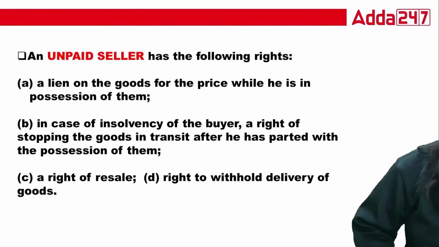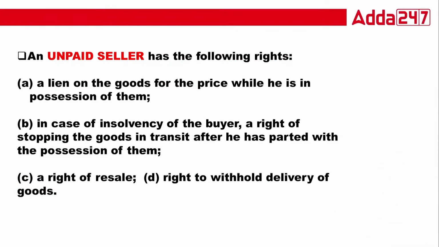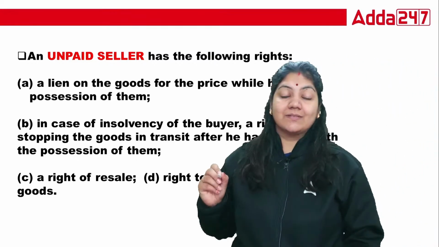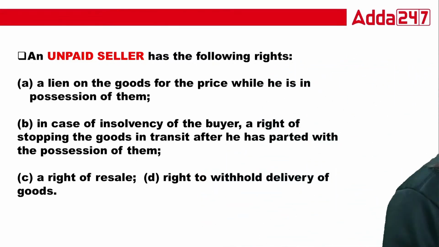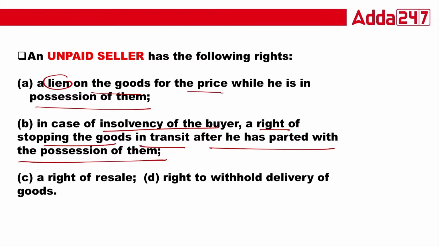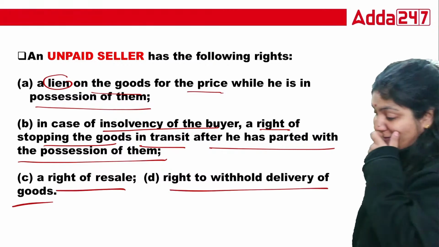Okay, now see, unpaid seller. So what is an unpaid seller? An unpaid seller is one where the buyer has not given the full price, so we can say the seller is an unpaid seller. The unpaid seller has a lien on the goods for price while he is in possession of them. In case of insolvency of the buyer, he has the right of stopping the goods in transit after he has parted with the possession of them, the right to resale, and the right to withhold delivery of the goods. This is the unpaid seller.